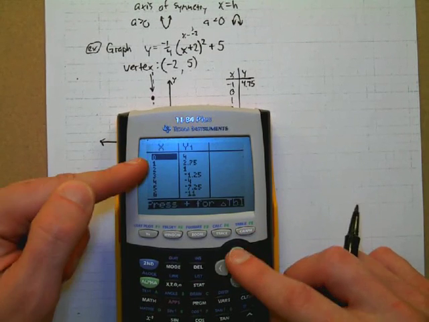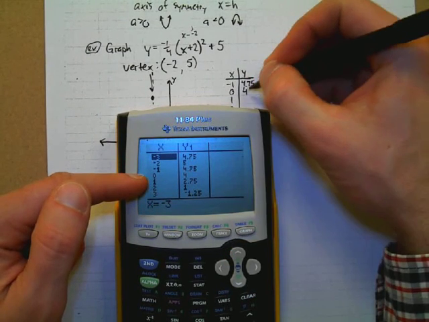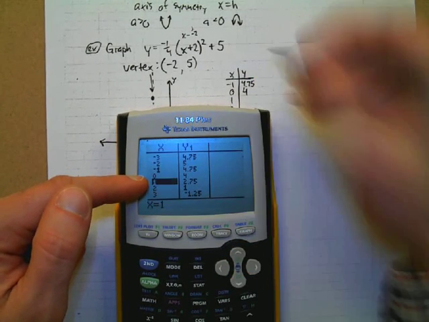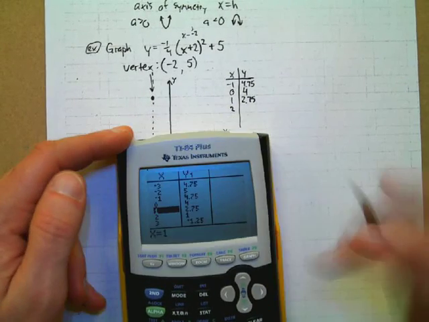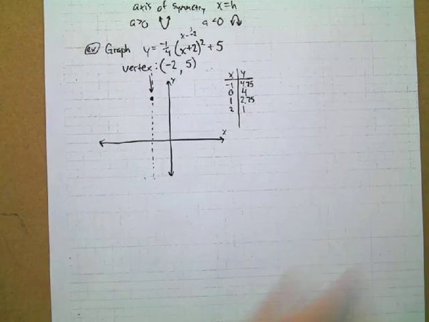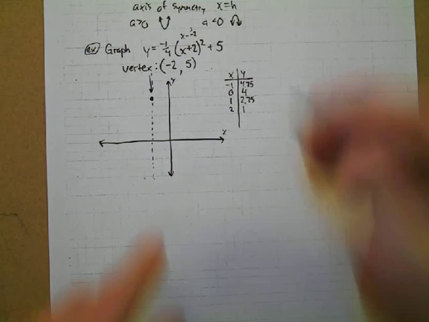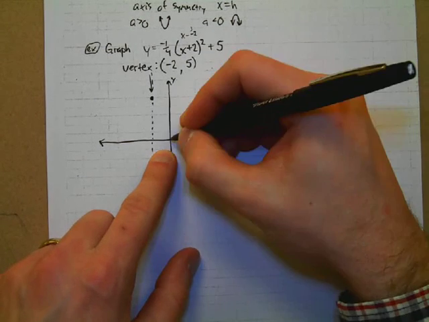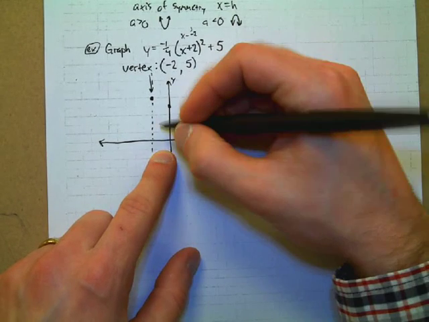So let's see, 0, 4 is easy. So 1, 2, 3, 4. That's going to be that point right there. Negative 1, 4.75. So negative 1, 1, 2, 3, 4. And then 0.75 is going to be like there. And then 1, 2.75. 1, 1, 2. And 2.75 right there. And then 2, 1, 1, 2, 1 right there. Okay, so we get that nice half of the curve.